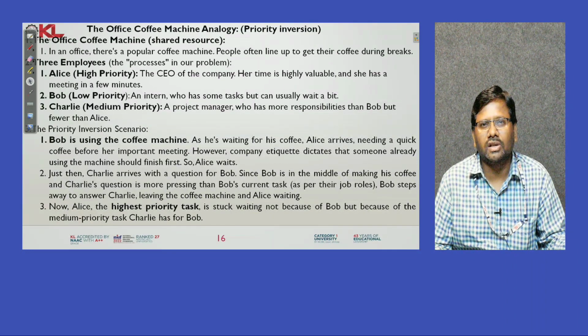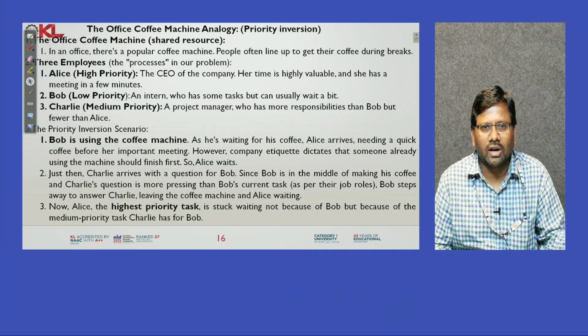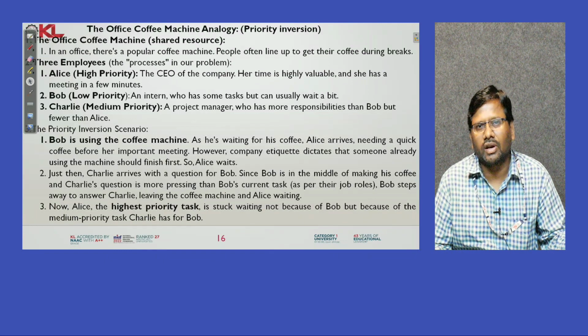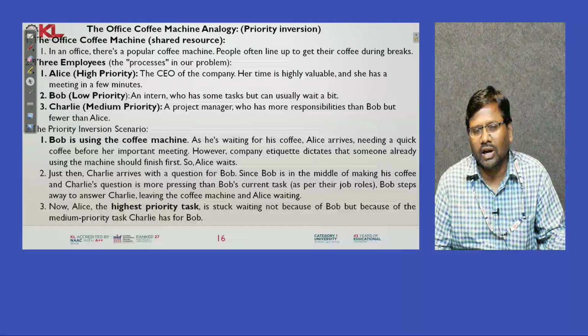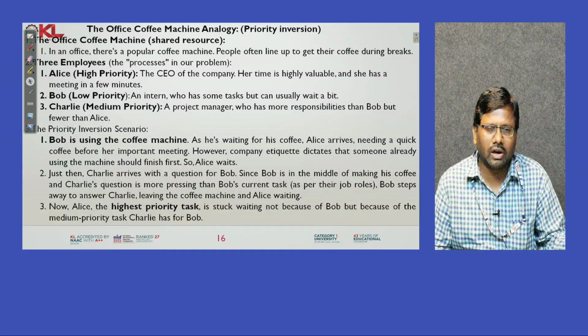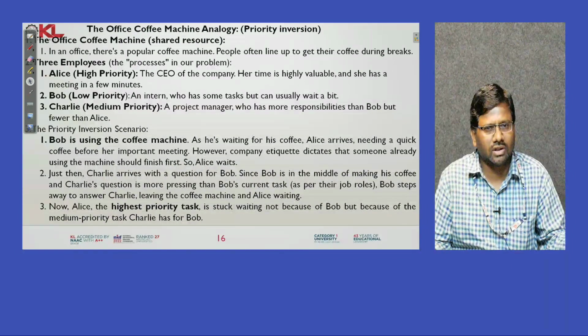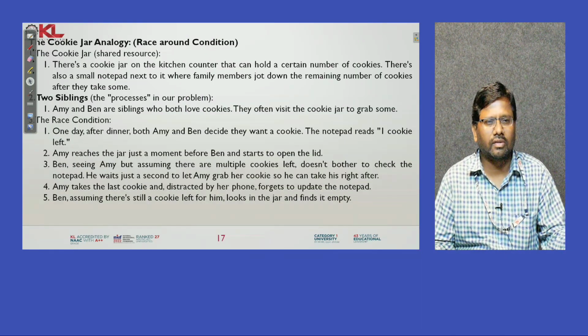So generally what happens, if there is only one coffee machine and a boss comes there, at that same time, if a lower level employee is taking the coffee, he should stop. Okay, and he should allow the boss. That's the kind of priority that is given. So rather than neglecting the boss, if the lower level employee is still taking coffee from the machine, that could give an analogy of priority inversion. Okay, so this is one example of priority inversion.